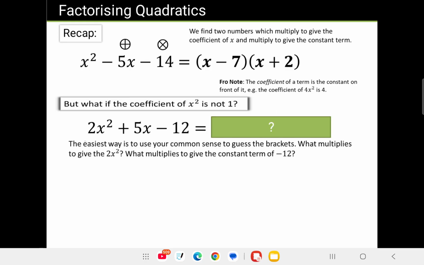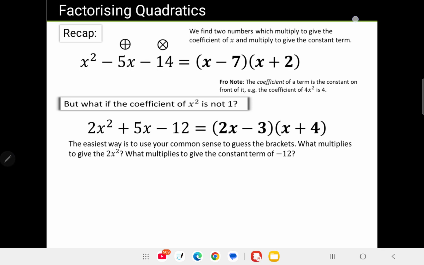But if the coefficient of x squared, you can see over here, is more than 1, then the process is different. The easiest way is to use your common sense to guess the brackets, what multiples give the 2x squared, and what multiples give the constant term of minus 12, and you will get this, because 2x times x is 2x squared, and minus 3 times 4 is minus 12. But we can use the proper process to get the factors of this quadratic equation.